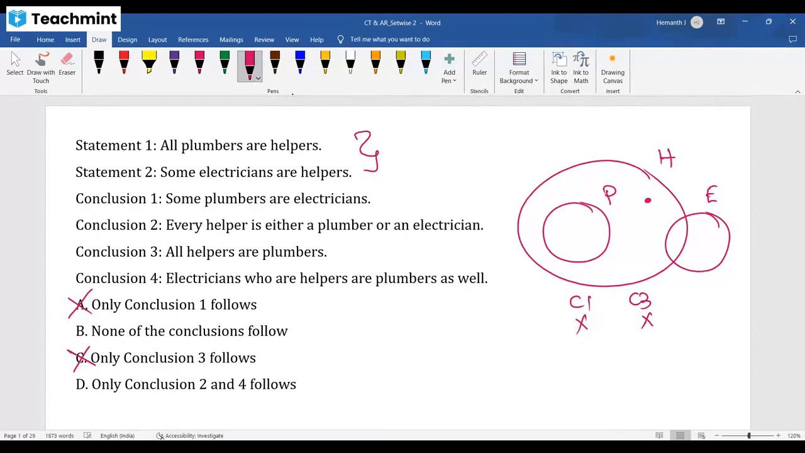Next, fourth one: electricians who are helpers means the intersection of electrician and helper. Are they plumbers also? No, they are not plumbers. Fourth one wrong. So without removing all this, none follows is the answer. In fact, second one also failed.